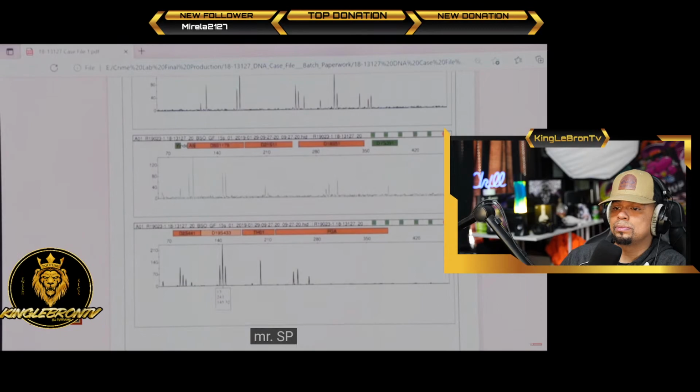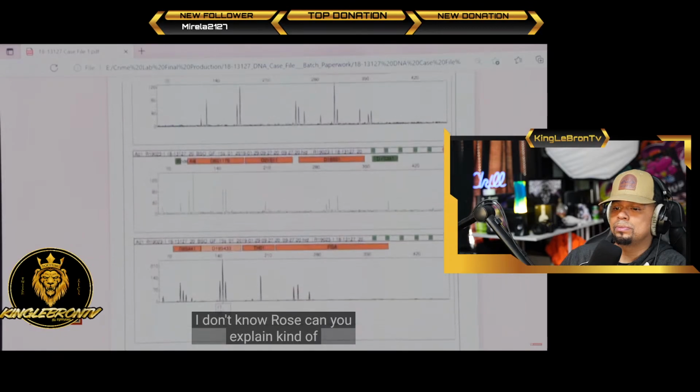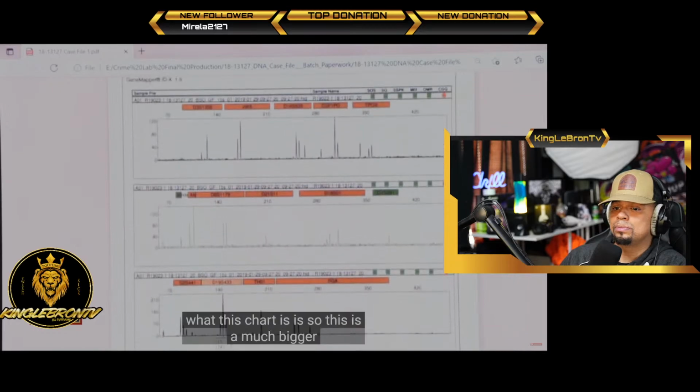Mr. Rhodes, can you explain kind of what this chart is? May I, Your Honor? So this is an electropherogram. This is one of the pages. They're typically on 2 or 3 pages based on whether it's a single source or a mixture profile. As you see across the top, there's some red boxes.